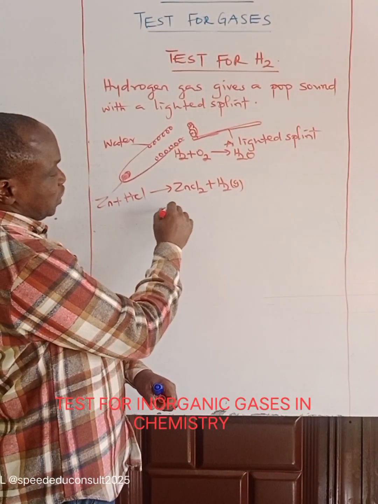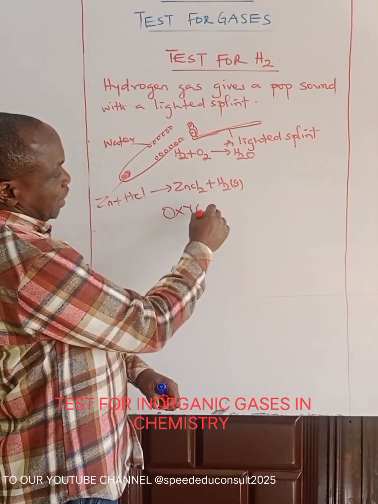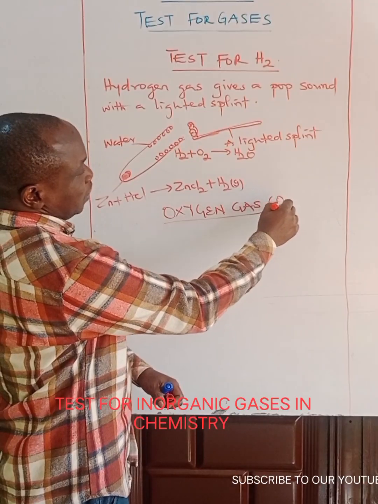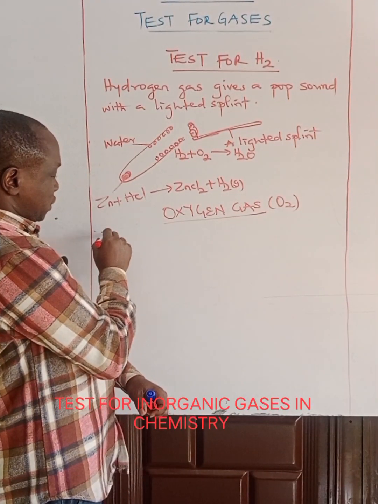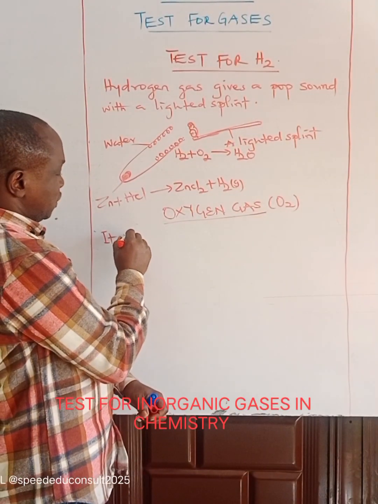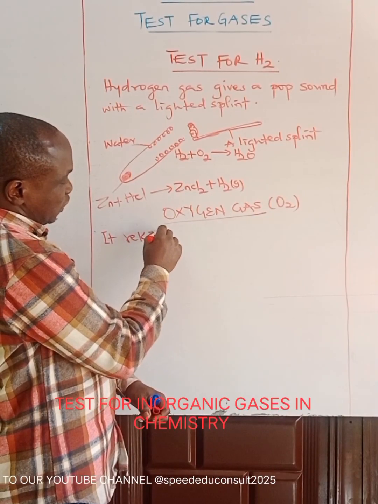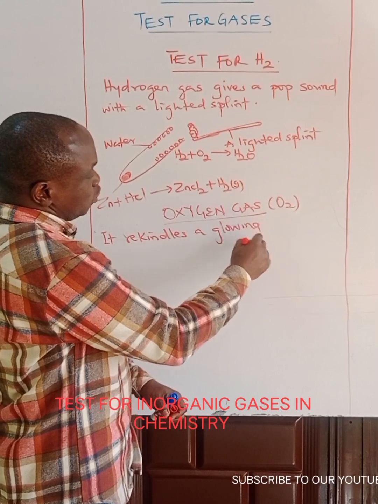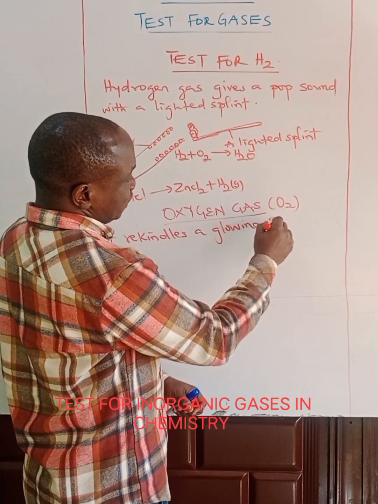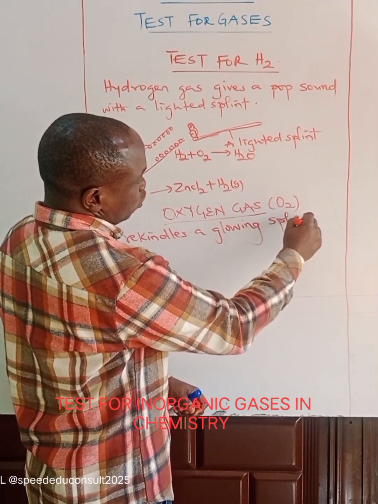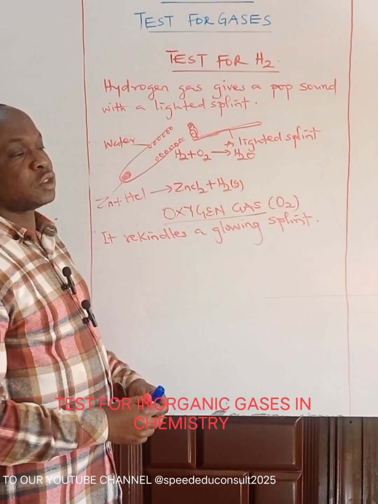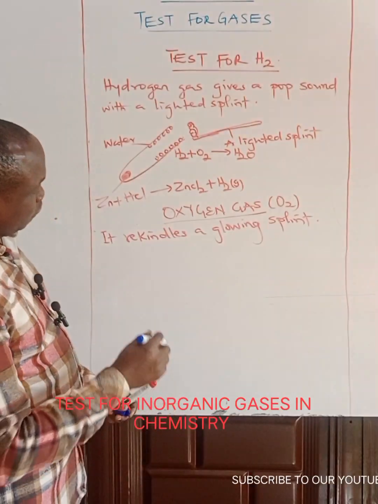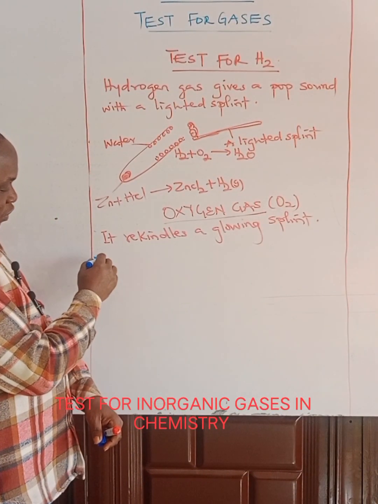Another thing is we want to see oxygen gas. How do we test for oxygen gas in the laboratory? Oxygen gas rekindles a glowing splint, as it supports combustion. Now, take note of this.